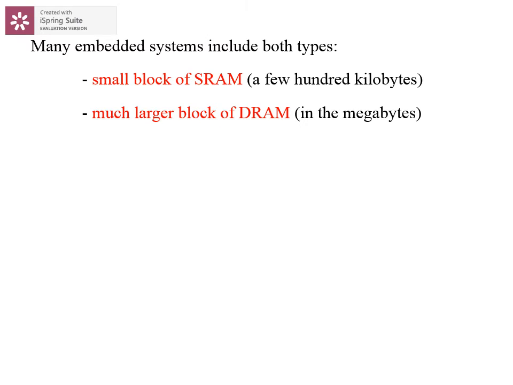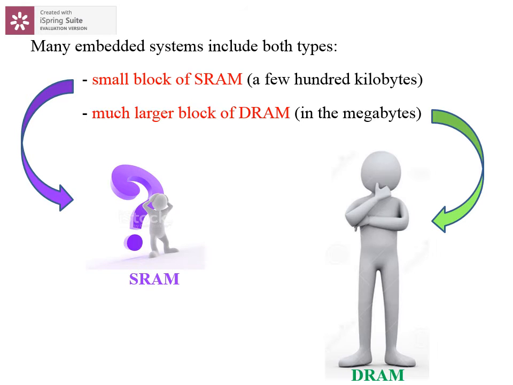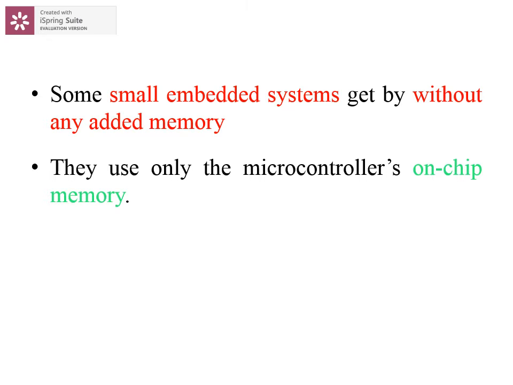Many embedded systems include both types: a small block of SRAM, a few hundred kilobytes, and a much larger block of DRAM, in the megabytes. Some small embedded systems get by without any added memory. They use only the microcontroller's on-chip memory.